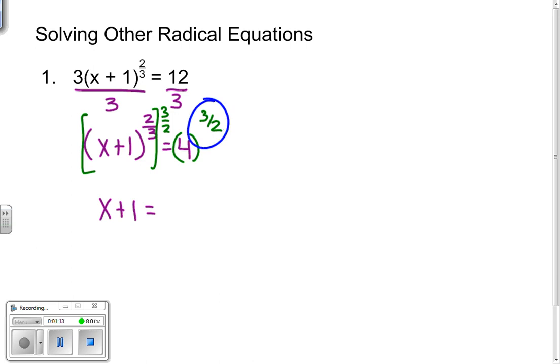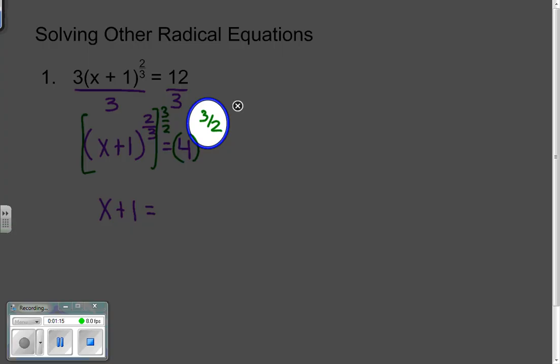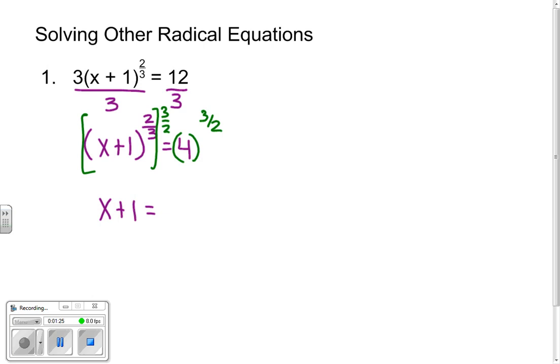Focus on the fact that the exponent we're raising it to is a 3/2. The denominator is even. That's an even indexed root. So when you do 4 to the 3/2, you get a plus or a minus. You get both the primary and its opposite root. And so 4 to the 3/2 means the square root of 4 cubed, which is the same as 8. So I get a plus or minus 8.